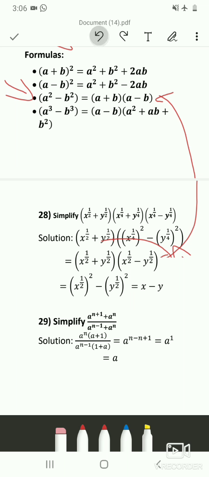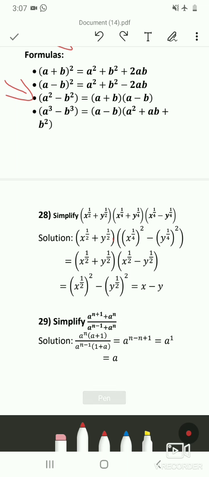So now let me quickly revise this problem. In the given problem we can see it is of the form (a plus b) into (a minus b). So we write it as a square minus b square, and we use the law (a raised to m) whole raised to n as a raised to m into n. So we'll arrive at this step. Again we can notice it is in the form of (a plus b) into (a minus b), so again we write it as a square minus b square. Using the same law we'll get the answer as x minus y.